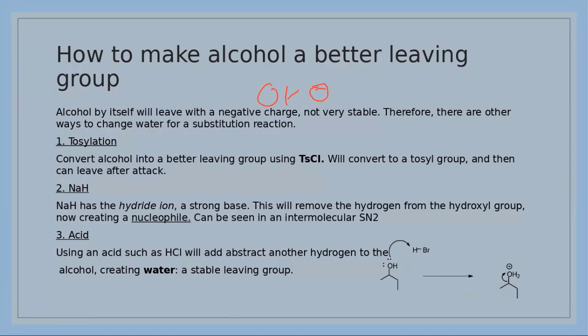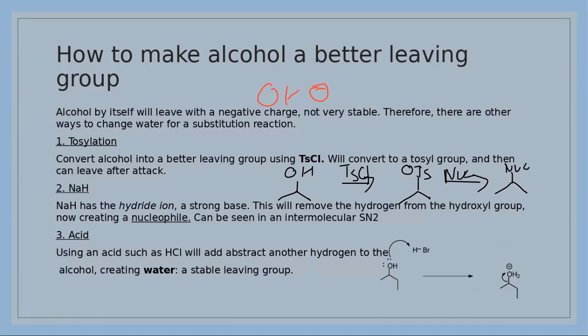So what it looks like is you can have your OH here react with TsCl, and this will form OTs like that. And then you can react this with a nucleophile. And now you see the OH left as a better leaving group.